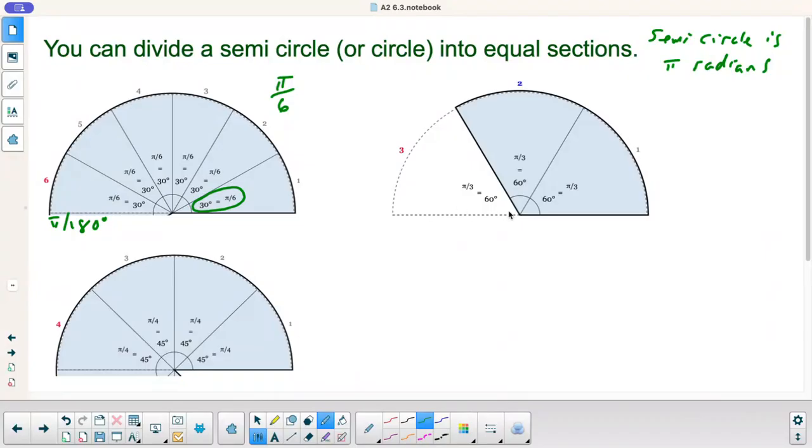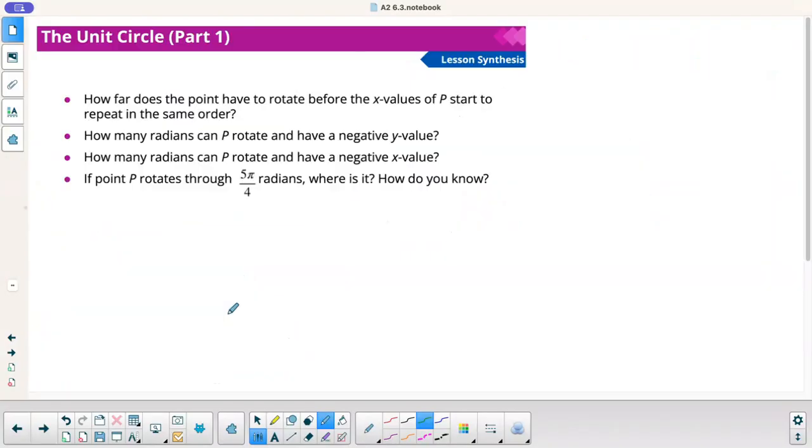Same thing here. I have 3 sections of the circle. If pi radians, or 180 degrees, is divided by 3, pi over 3 radians is 60 degrees, and graphically it's 1/3 of a semicircle. If I divide it by 4, it'd be pi over 4 radians equals 45 degrees.